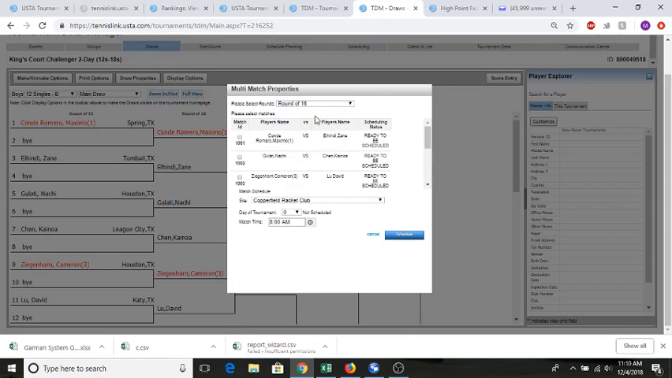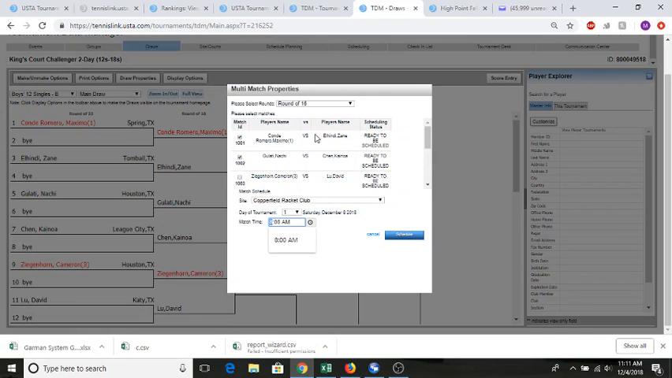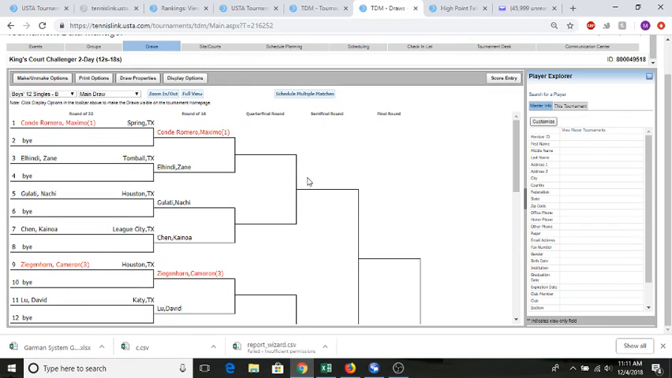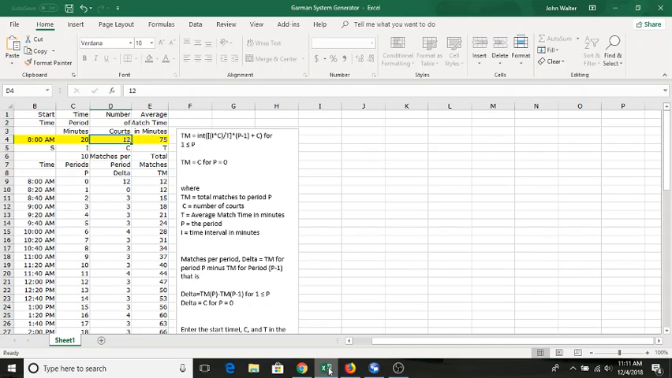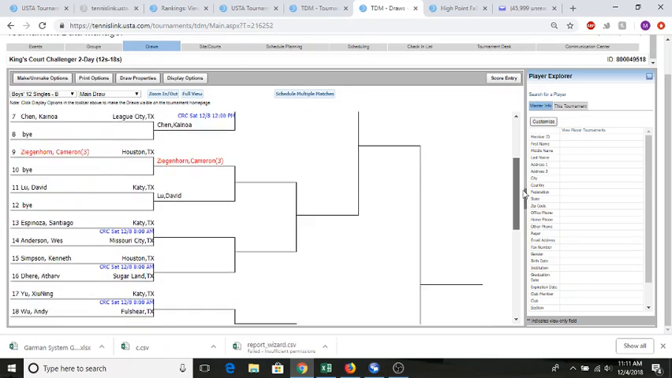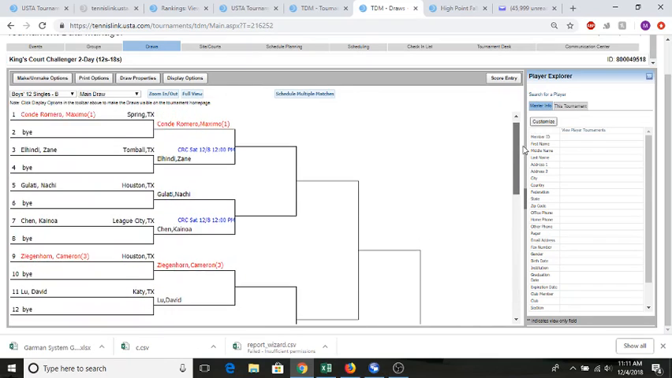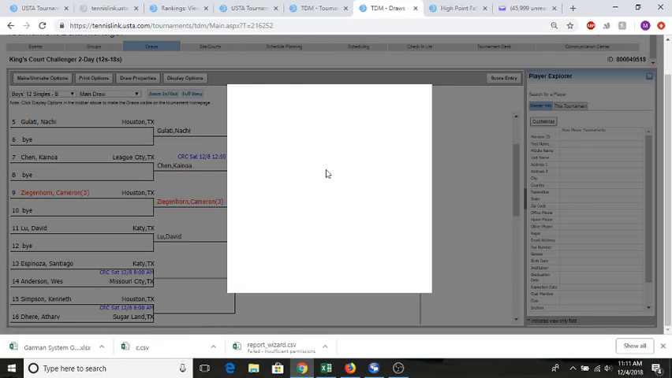So let's see here. This is round of 16, day 1, 12, noon. Perfect. My next time slot is 3 at 12:20. So again, I'm going to make sure I play the ones that got byes first. So I'll do that next match, and then I'll start at the bottom.